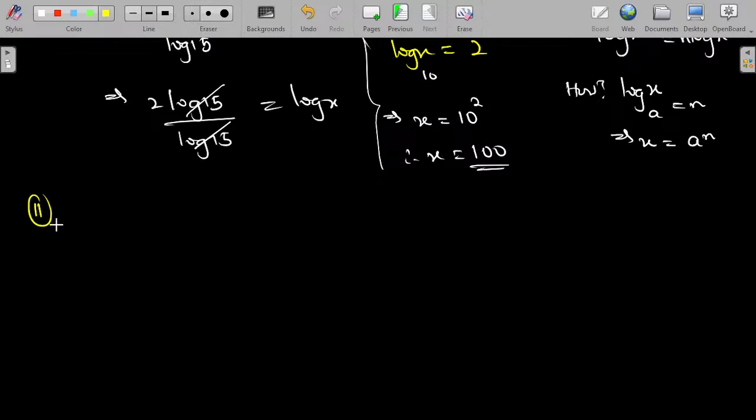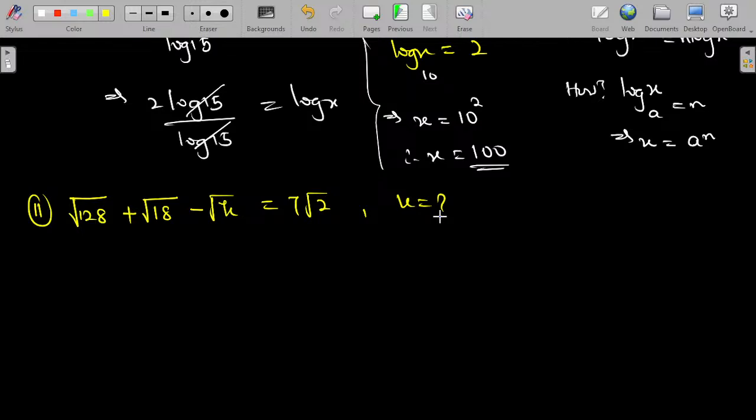Number 11 says that you are given that the square root of 128 plus the root of 18 minus the root of k is equal to 7 root 2, and we are to find the value of k. So what do you do now?